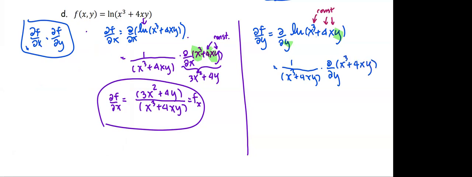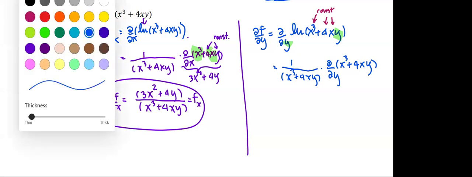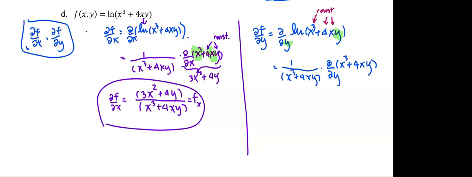Since x and 4 are constants, the derivative of x to the third with respect to y is going to be 0. And then 4 times x here is a constant multiplied by y, so the derivative with respect to y is going to be 4 times x times 1.